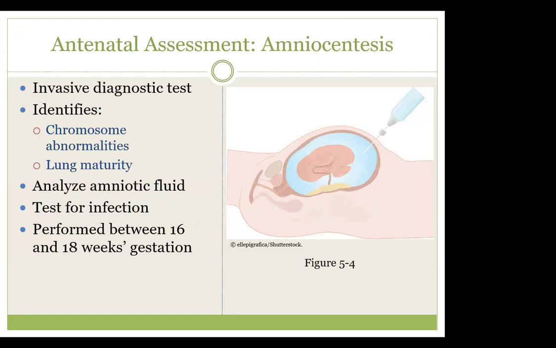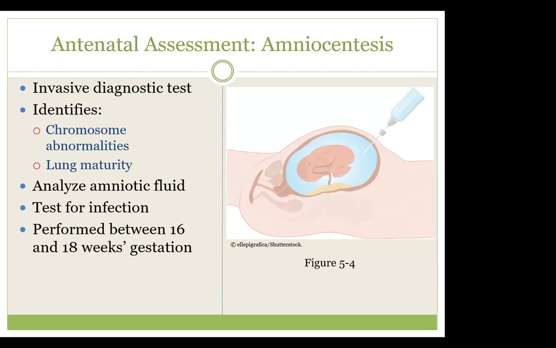All right, so we talked about amniotic fluid in the previous lecture. So one of the invasive diagnostic tests that we can do is called an amniocentesis. Amniocentesis takes a sample of the amniotic fluid and analyzes it for chromosome abnormalities and lung maturity. You can tell the sex of the baby, obviously, from the chromosomes. So it's the most common invasive diagnostic test in pregnancy.